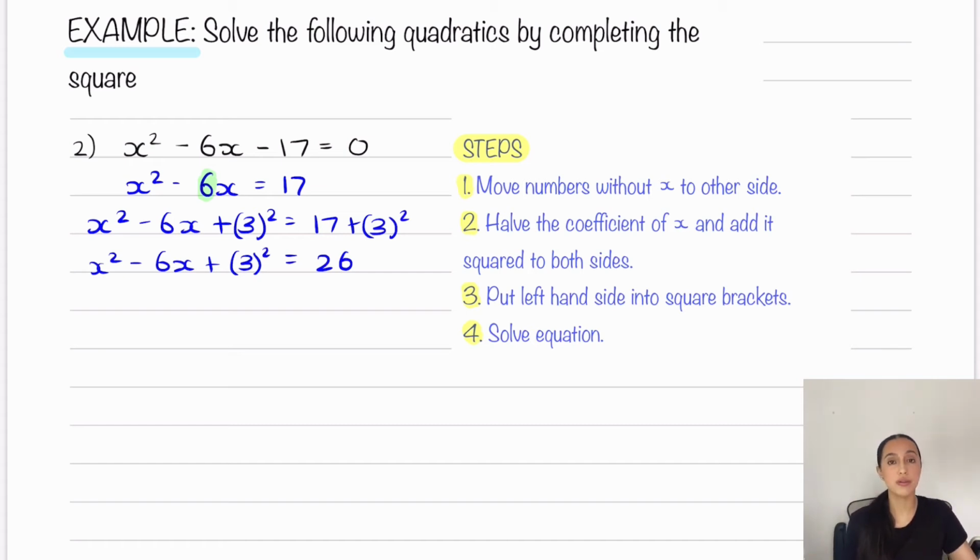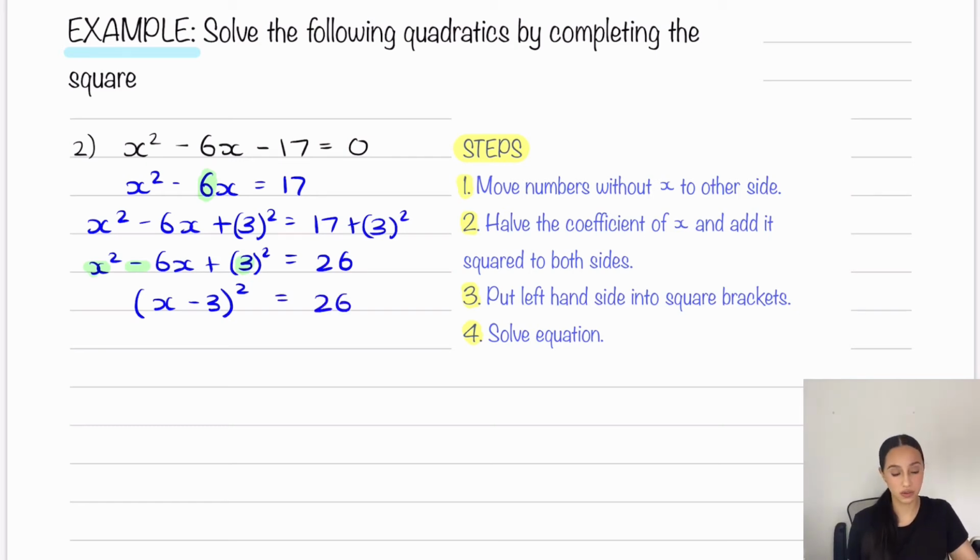Step 3 is then to put the left-hand side into square brackets. So look at the first term and look at the last term. And since we have a negative here between the x squared and the 6x, this will actually be x minus 3. And then the whole bracket will be squared, and that will equal 26.